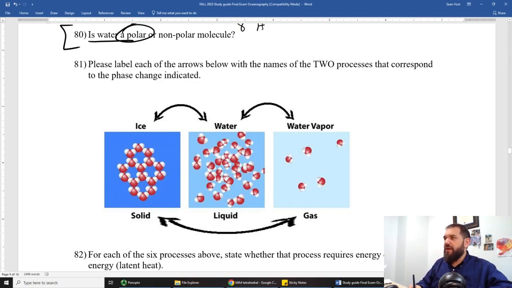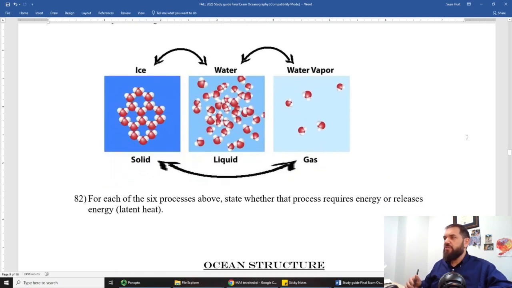Now please label each of the arrows with the names of two processes that correspond to the phase change indicated. So this is going to be phase changes of H2O. A lot of these processes you probably know just from everyday life. Some of them are a little bit weird. So water goes to ice. I'm sure you know that water going to ice is just freezing. Going back from ice to water is melting, all right, that's obvious. Water going to water vapor is, of course, evaporation, but water vapor going to water, some people don't know that one.